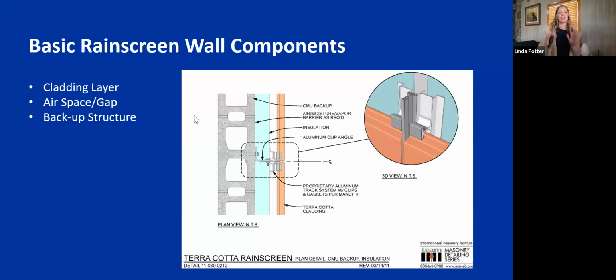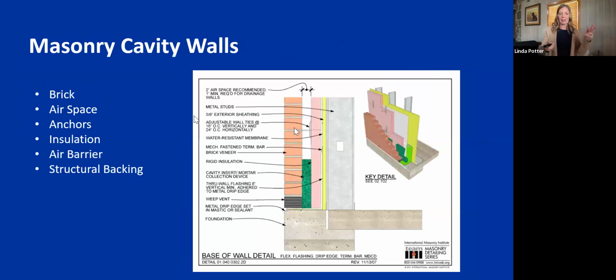When we think about basic Rainscreen wall assemblies, the RAINA definition of this is that you've got an outside cladding layer, a backup structure, and an airspace in between separating the two. Now, of course, you might have insulation and air barriers and all these other things in there. But I'll tell you, it probably looks a lot like a masonry cavity wall, where you've got the brick and the airspace, anchors connecting that brick to the substructure, or to the structure. You've got insulation in there, your air barrier, your backing.